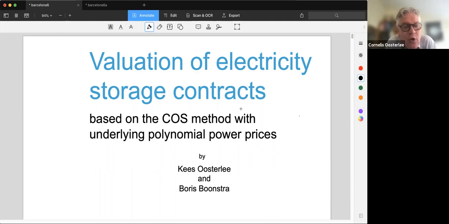And the reason is I want to show one application with the cost method and one application more with neural networks, that is the CVA application. But I thought it was nice also to finish with an application of the cost method, and electricity storage contracts are maybe an interesting topic in which we can review a little bit of what we did regarding the cost method in the lecture so far.